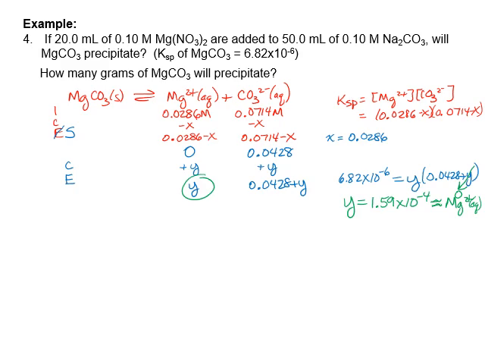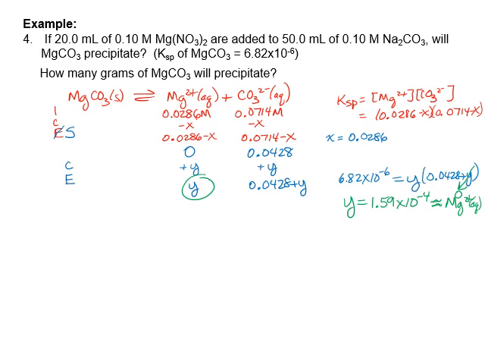Okay, were we justified in assuming that Y would be small relative to 0.0428? Yes, when we do the percentage on that, and if we take 1.59 times 10 to the minus 4, divide it by 0.0428, and multiply by 100, we get about 0.4%. So our assumption was valid, and we can go forward with this Y value. Okay, so that tells us that at equilibrium, we'll have 1.59 times 10 to the minus 4 molar of the magnesium ion and about 0.0428 molar of the carbonate ion.